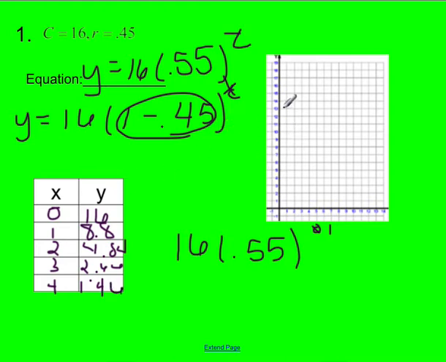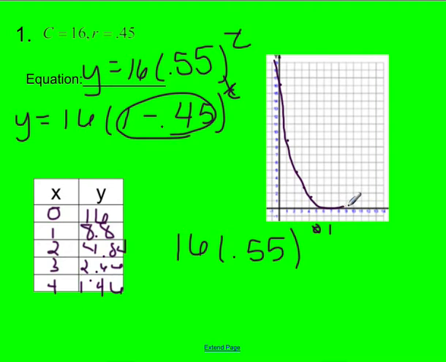So let's go ahead and graph that. We're going over 0 and we're going all the way up to 16. That's the point that we're starting at. Then when we go over 1, we're only going up 8.8, so that's almost to 9. Then when we go over 2, we're going 4.84, so that's almost to 5. And then when we go over 3, we're going up 2.66, so that's just over halfway to 3. And then when we go over 4, we're going 1.46, so that's almost 1.5. So there I have my graph started. All I'm going to do is connect the dots.